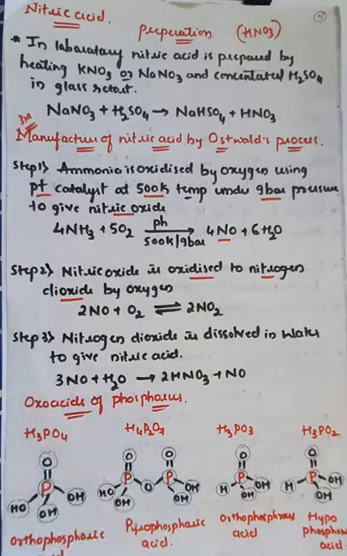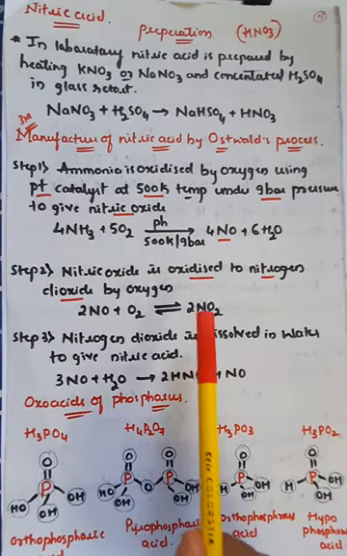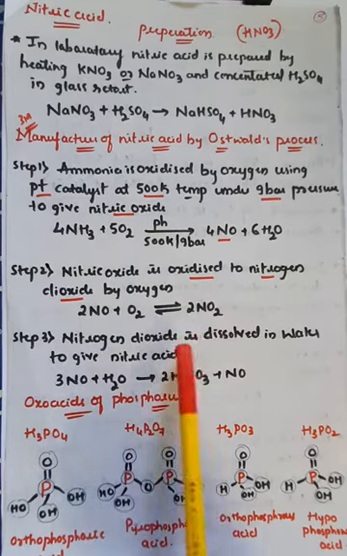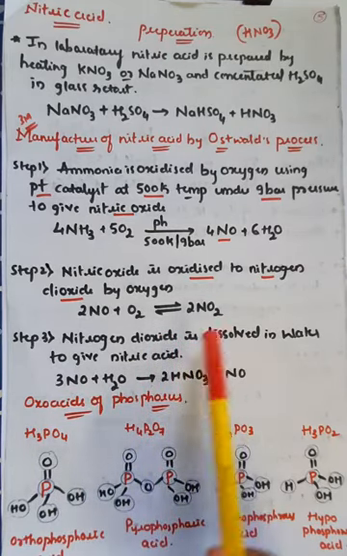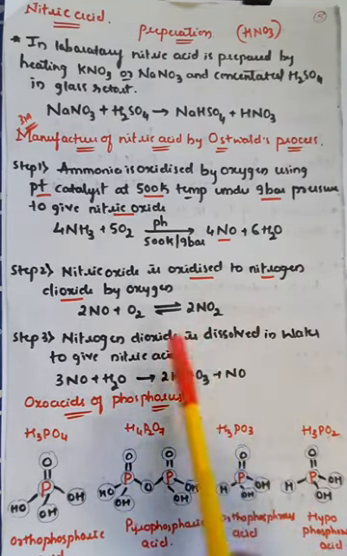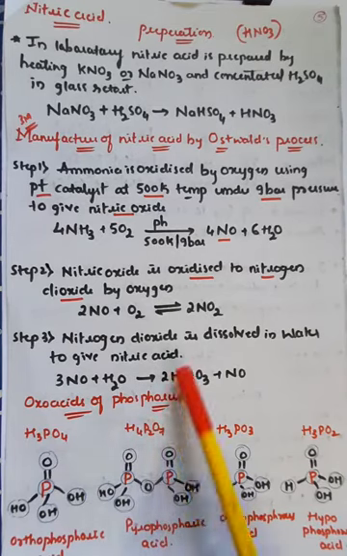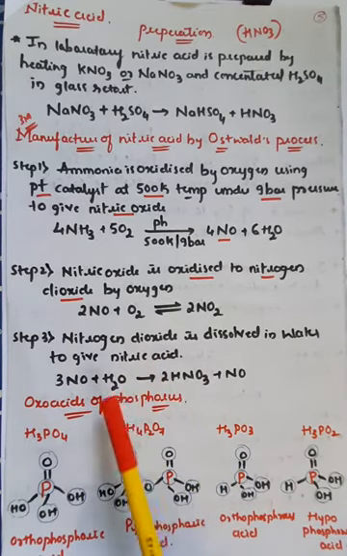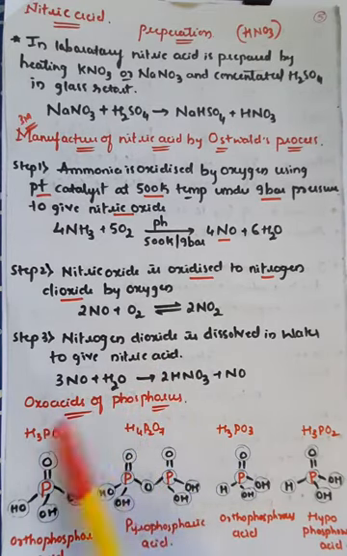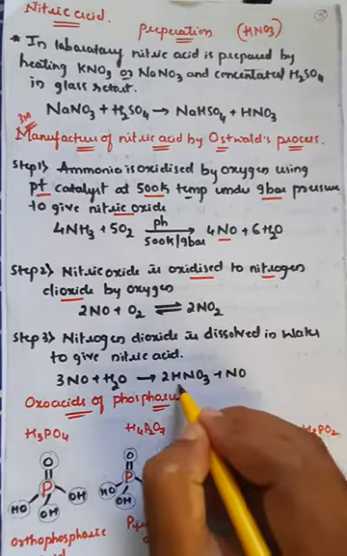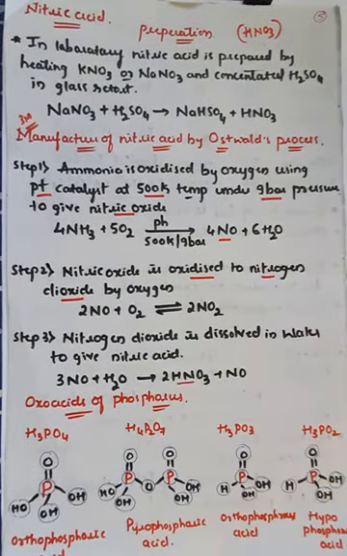And in case of step 3, it is very simple. The product which is formed here, nitrogen dioxide, is dissolved in water, and it will convert into nitric acid. Here if you observe, nitrogen dioxide reacts with the water molecule, so whenever you put that water molecule, you will get the nitric acid. It is a very simple reaction.